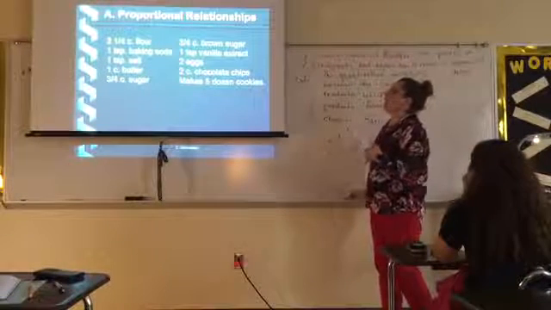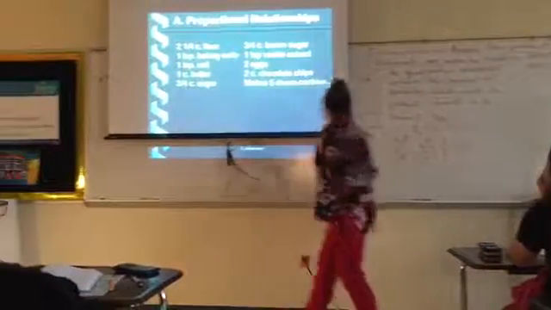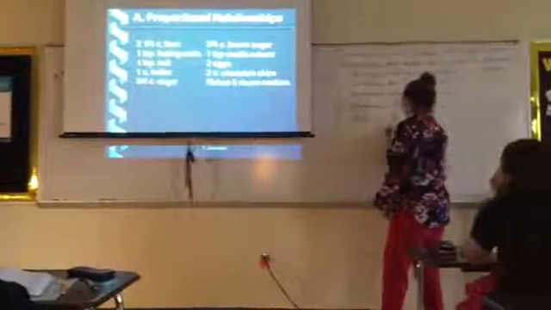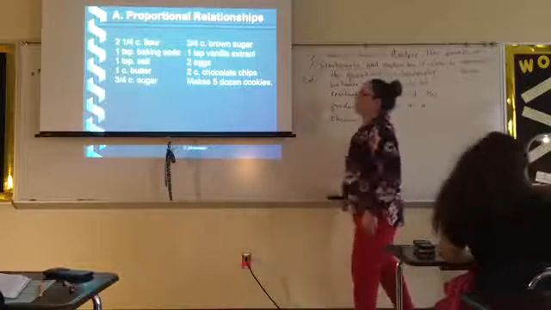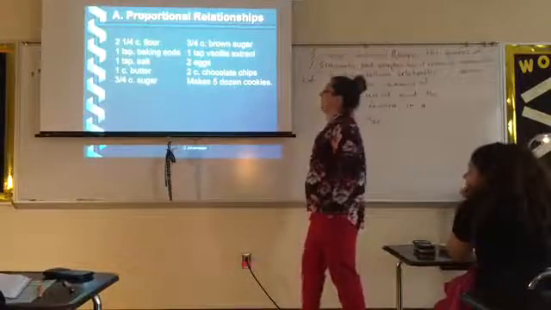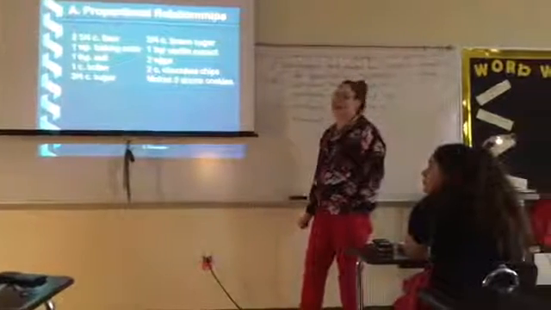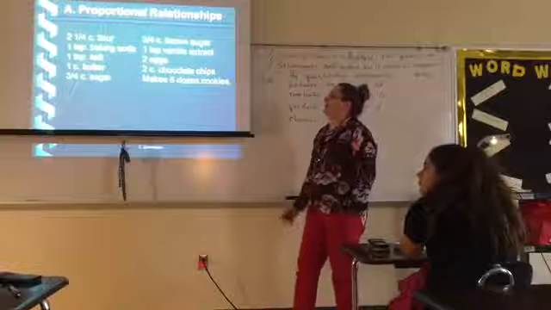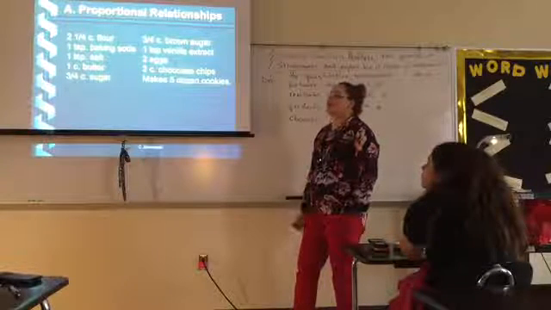Now, what are we looking at here on this slide? Ingredients. Ingredients for what? Cookies. According to this recipe, how many cookies can I make? 5 dozen. 12 times 5 is 60. You really had to overthink things, don't you?